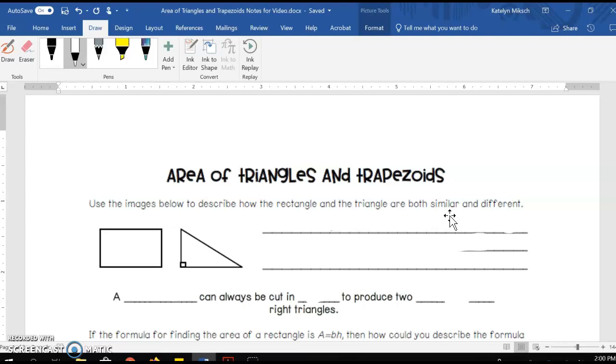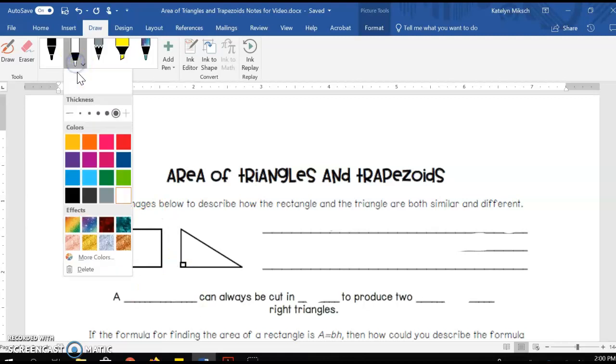This week we're going to do area of triangles and trapezoids. And those shapes come from rectangles. So that's why we went over the rectangles first. So if we look at the rectangle in this picture here, there are some similarities.